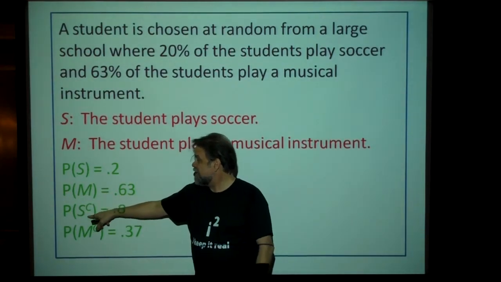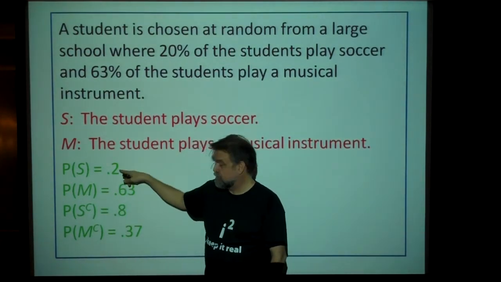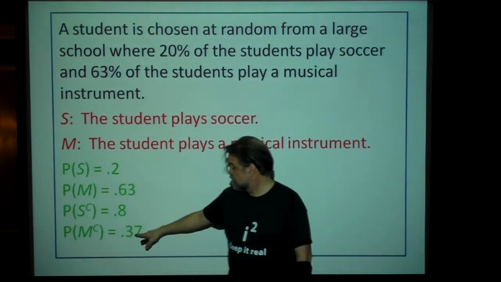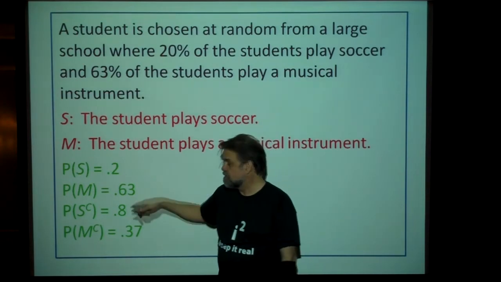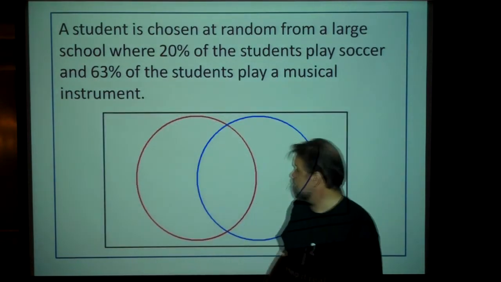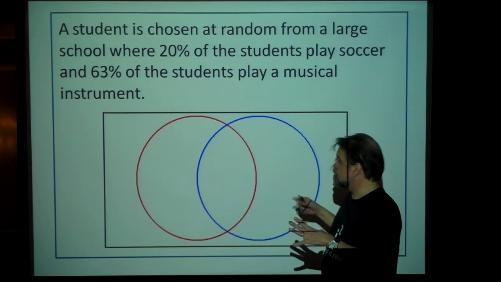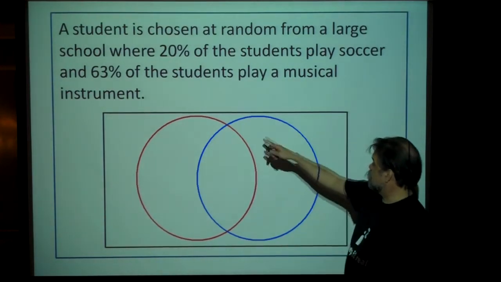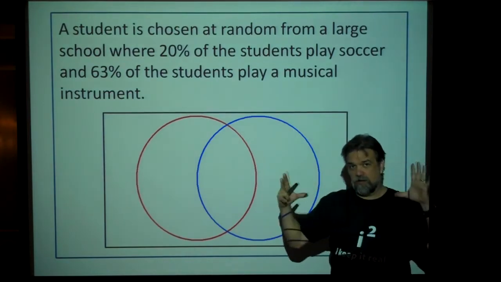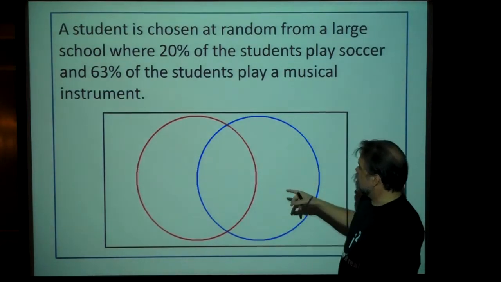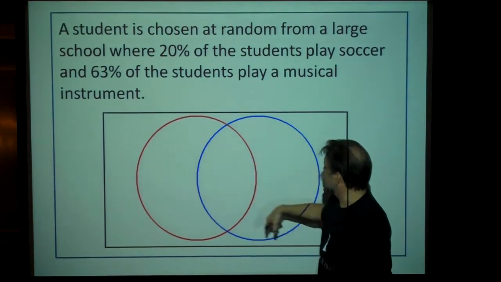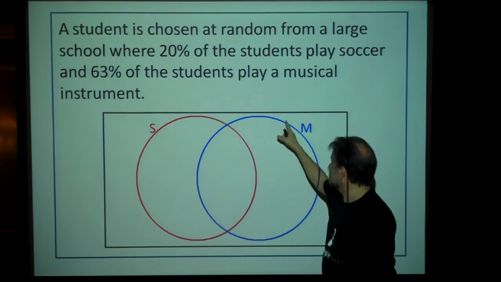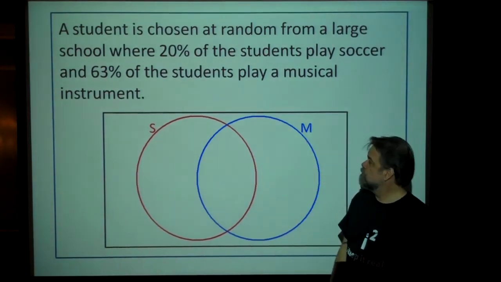The probability of S not happening is 0.8. That's because it's 1 minus 0.2. And the probability of M not happening is 0.37. That's because it's 1 minus 0.63. Okay? And you can illustrate this really easily using our old buddy, the Venn diagram. So I draw my rectangle there, meaning all possible events. And I draw one circle here and another circle here. And this circle is going to be S for soccer. And this circle is going to be M for musical instrument.